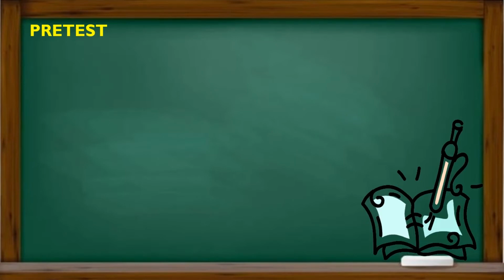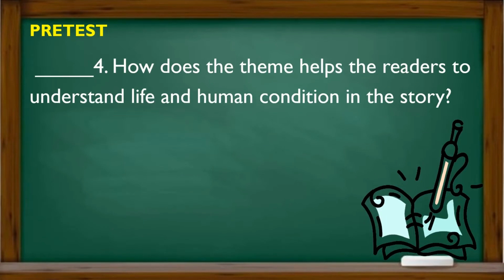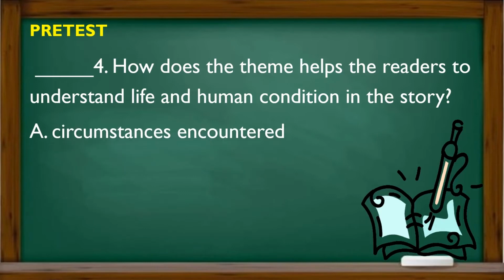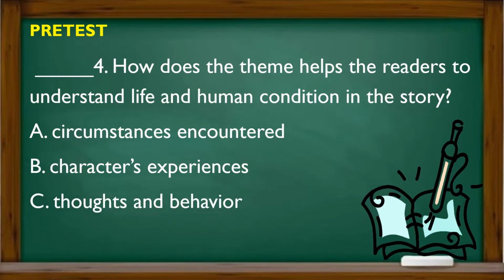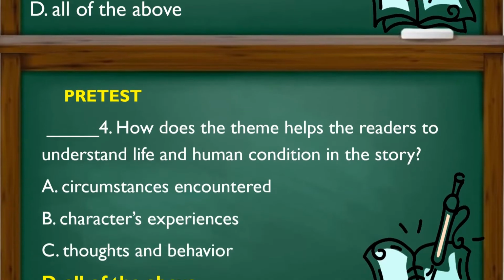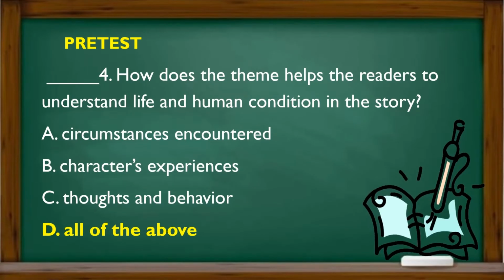Number 4. How does the theme help the readers to understand life and the human condition in the story? A. Circumstances encountered. B. Characters' experiences. C. Thoughts and behavior. D. All of the above. The answer for number 4 is letter D. Amazing.